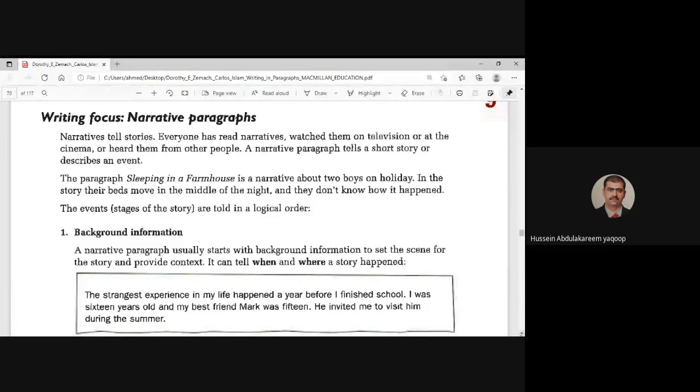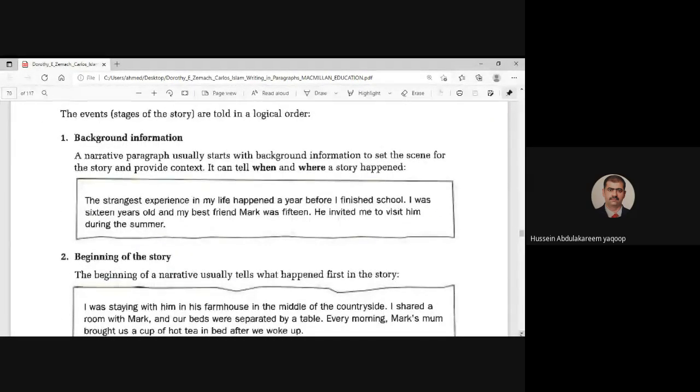Now let's divide this paragraph into sections according to the parts that must be included in a narrative paragraph. The background information, as I said in the beginning of the class, we have 4 major types and divisions that should be included in a narrative paragraph. Later you will learn to write a narrative essay, but not in this year, maybe in the coming 2 years.